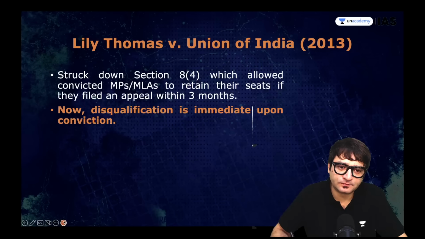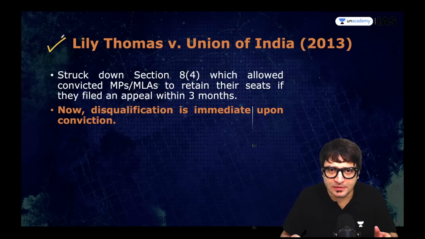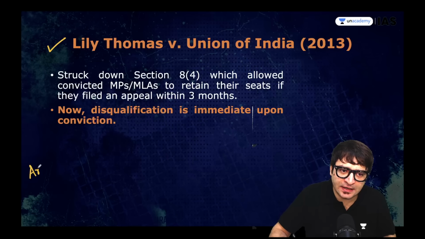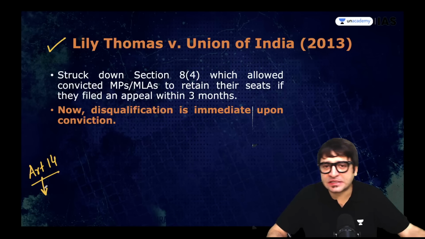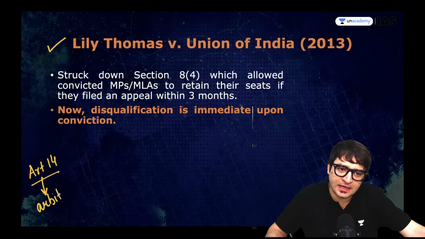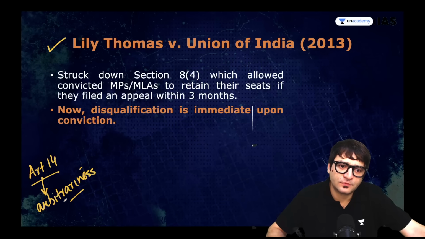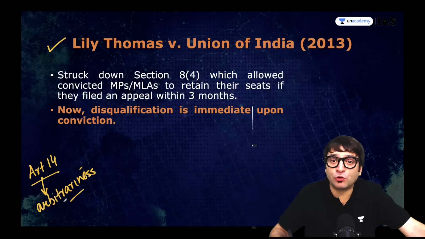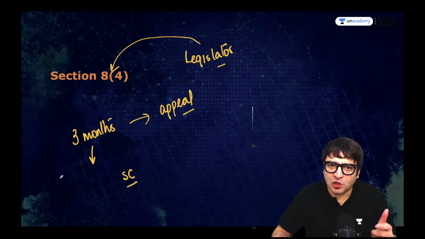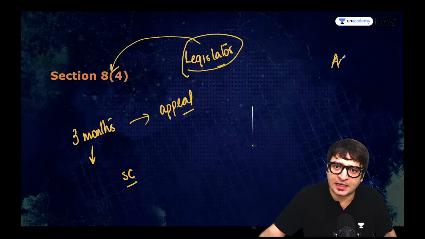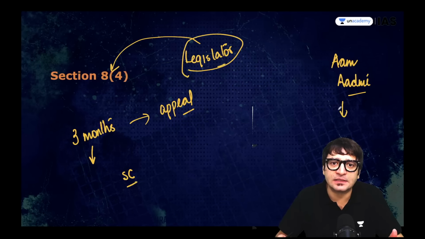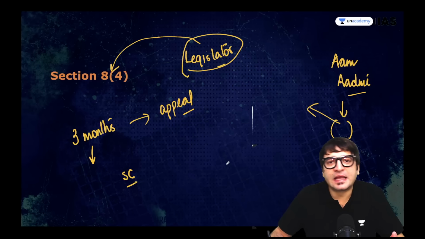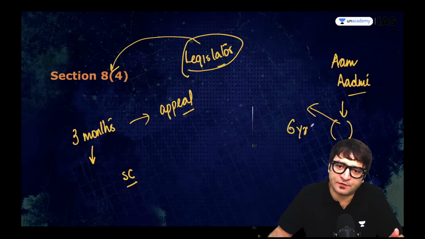Matter went to the court. Lily Thomas v. Union of India. Lily Thomas asked the court, "My lord, this provision violates Article 14 of the Constitution." The court asked, "How?" Miss Lily Thomas said, Article 14 talks about right against arbitrariness. The laws cannot be arbitrary. The court asked, "How is this law arbitrary?" Lily Thomas replied that if there is a legislator and there is an Aam Aadmi, if this Aam Aadmi has been found guilty of any of the offences mentioned under the Representation of the People Act, but now he has completed that sentence, can he contest elections? No, because you are further disqualified for 6 years.